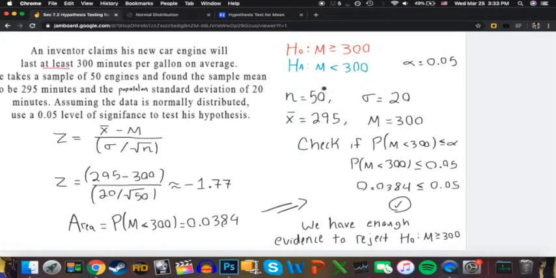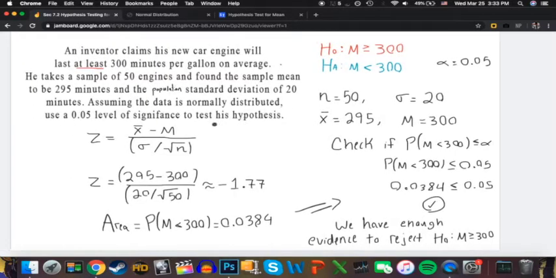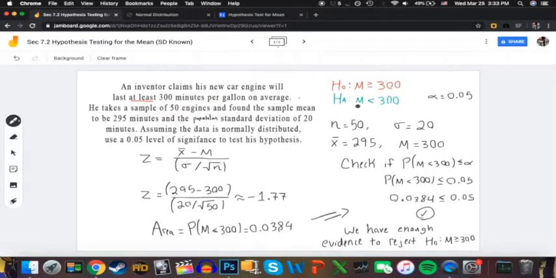So what this essentially is saying is that for this new car engine, the population parameter, or the population mean time per gallon, should be less than 300 minutes. Okay, so we will get some more practice with these examples because it is a lot to take in, but we'll take a look at it step by step to identify those parameters, see how we can find the z-score, and then in turn, once you have that area, you can compare it to your alpha level to see if you have enough evidence or not.